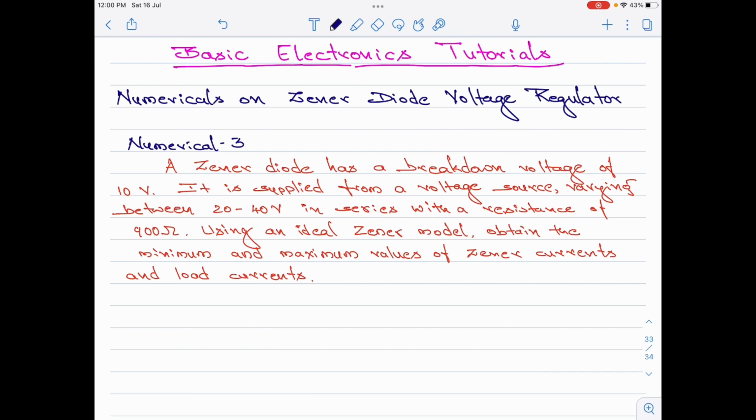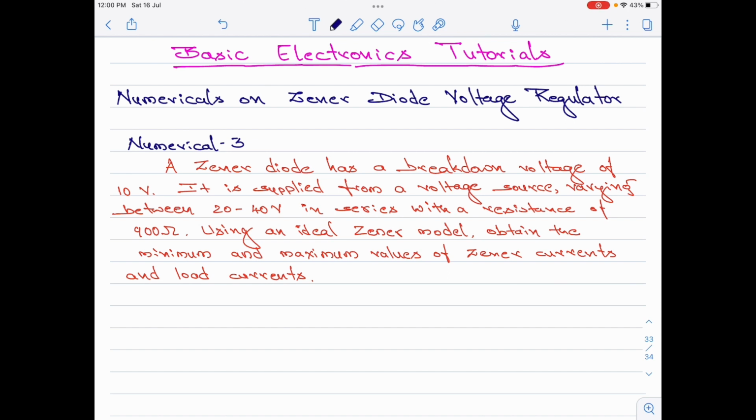In this video, I am going to take up the third numerical on Zener Diode voltage regulator. Let me read out the question first. A Zener Diode has a breakdown voltage of 10 volts. It is supplied from a voltage source varying between 20 volt to 40 volt in series with a resistance of 900 ohms. Using an ideal Zener model, obtain the minimum and maximum values of Zener currents and load currents.